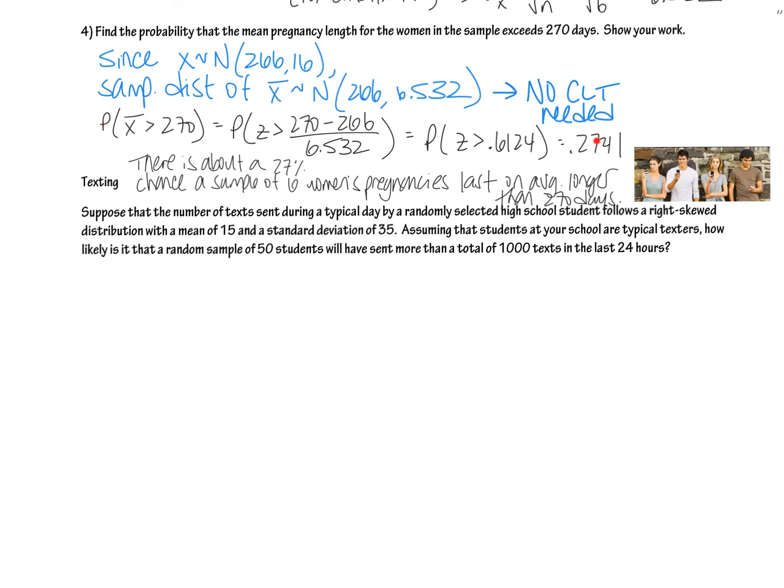Here's what the work looks like. That's how I got my 0.2741. Remember, this is also a shading to the right section, so if you're using the table, you're subtracting from 1. And there's my interpretation. So let's go through this very last question here.